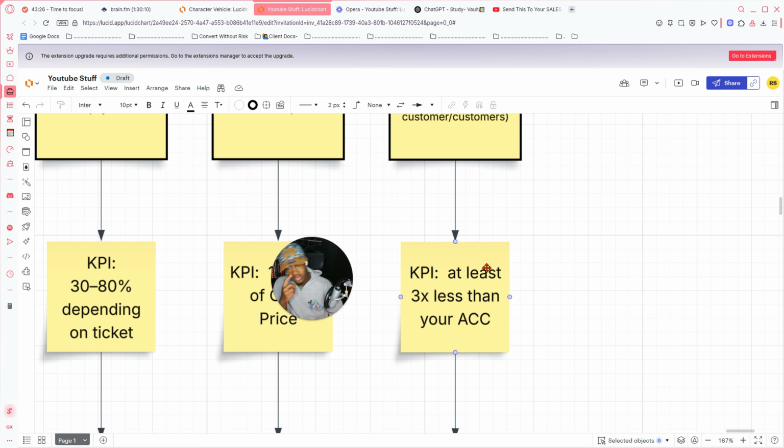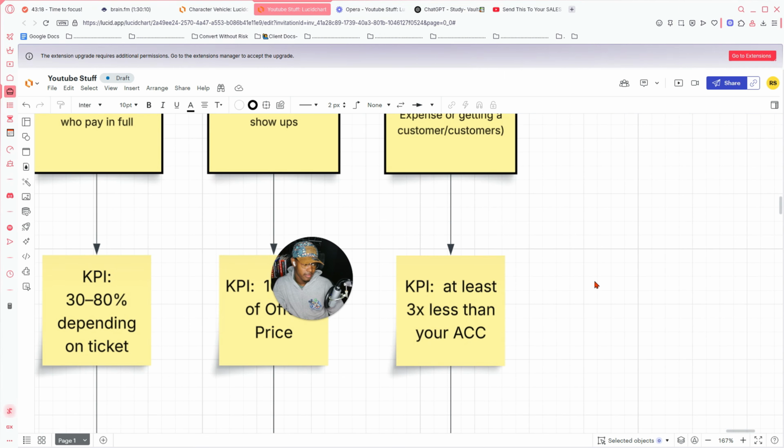And the KPI for this is at least 3 times less than your average cash collected. Your average cash collected is the amount of cash you get per person you close on the phone on average. Meaning that if I collect $2,000 on average and my cost to acquire a customer is $500, I'm good.